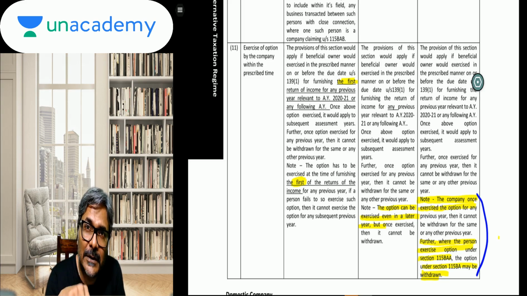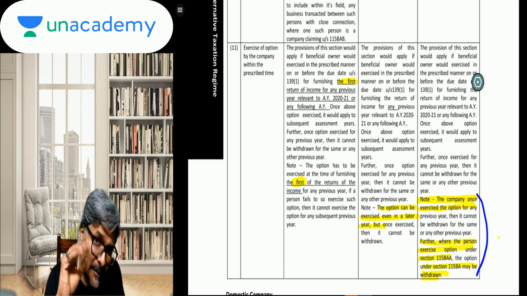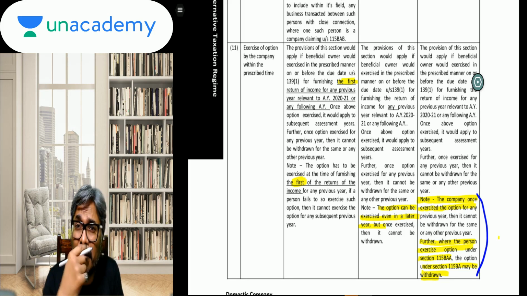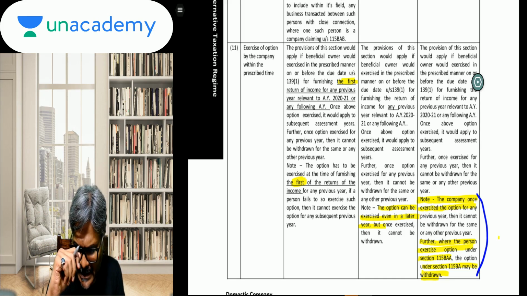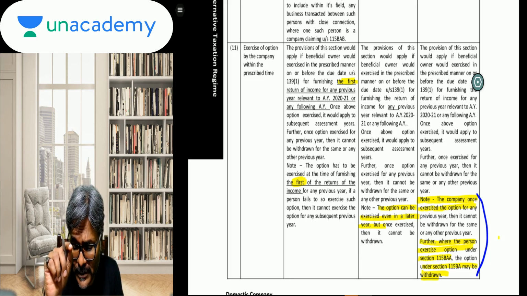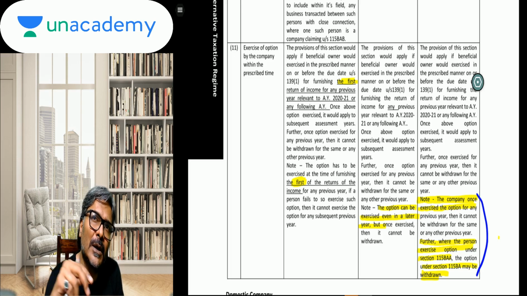Because after surcharge, the rate of 115BAA is 25.1, whereas without surcharge it is only 25%. Plus, at least forget the surcharge, but HEC 4% if you load, then it will be escalating, isn't it? So the company once exercised the option for any previous year, then it cannot be withdrawn for the same year. Further, where the person exercised the option under 115BAA, the option under 115BA may be withdrawn. So if I want to go for 115BAA, being an existing company, then the 115BA option can be withdrawn.